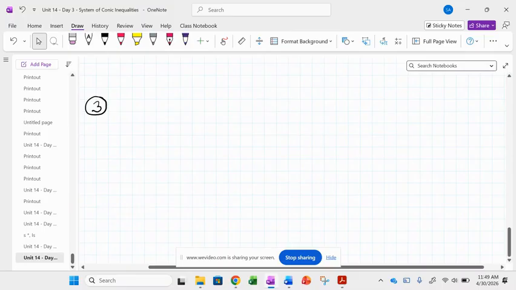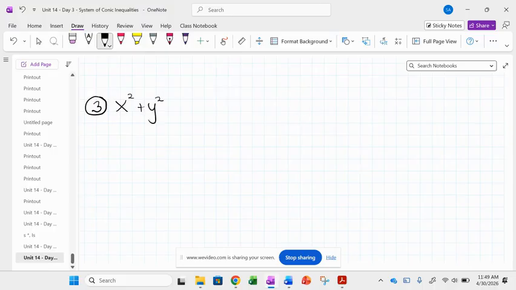All right, let's do this one. x squared plus y squared is greater than or equal to 4. And x squared over 9 plus y squared over 4 is less than or equal to 1. So what shapes are we dealing with? An ellipse and a circle.